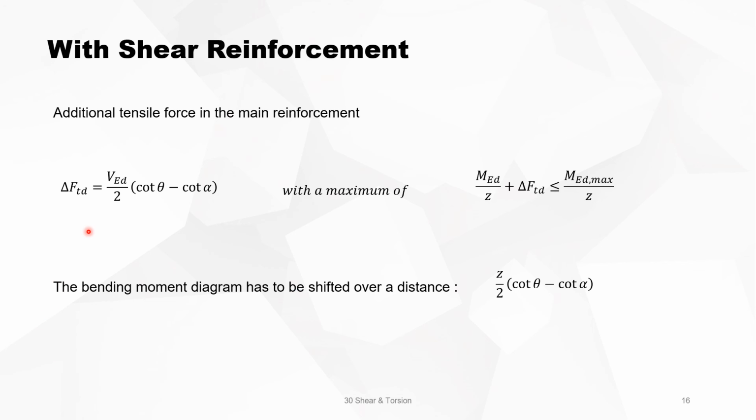You can see it also in another way. It's a mathematical trick. You can shift the bending moment diagram over a distance z over 2 times cotangent theta minus cotangent alpha, and then you calculate your needed reinforcement for that bending moment. Then you don't have to take into account the delta FT. You can notice that if the stirrups are inclined at 45 degrees and the strut angle is 45 degrees, then you need no shifting. Delta FT is then 0.